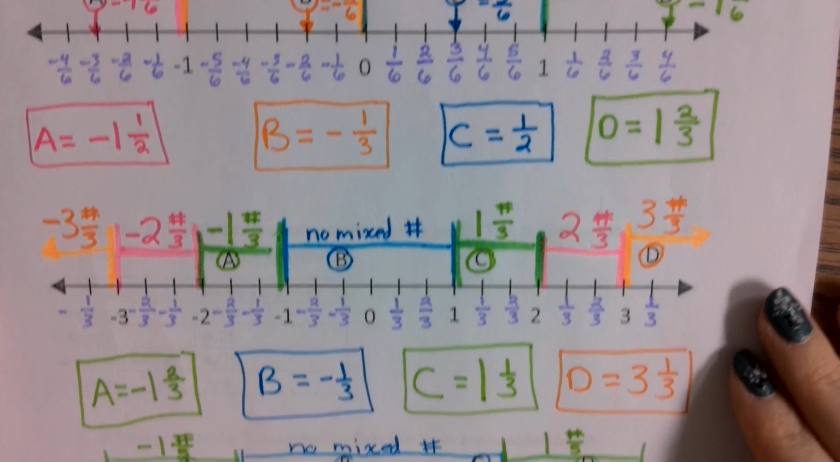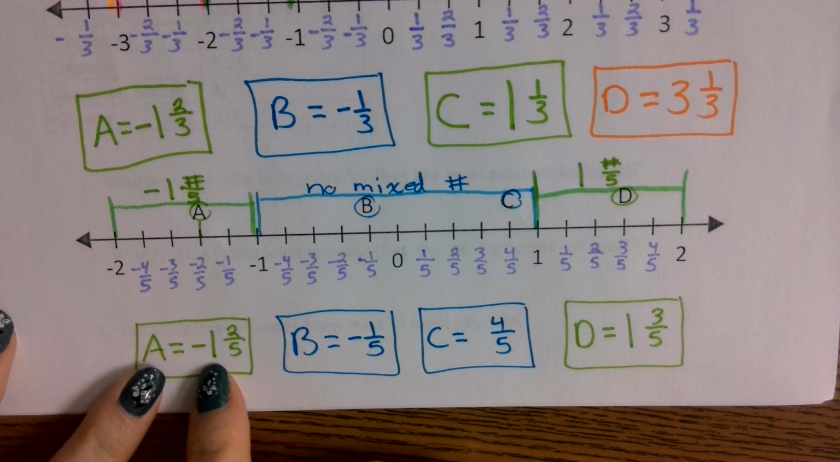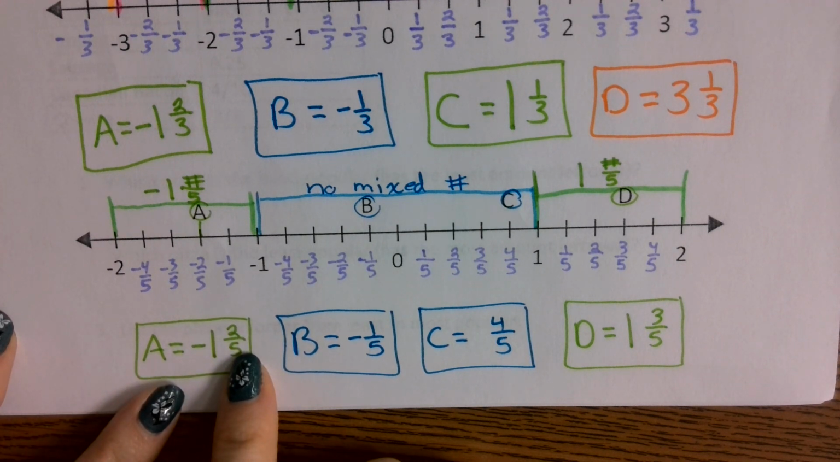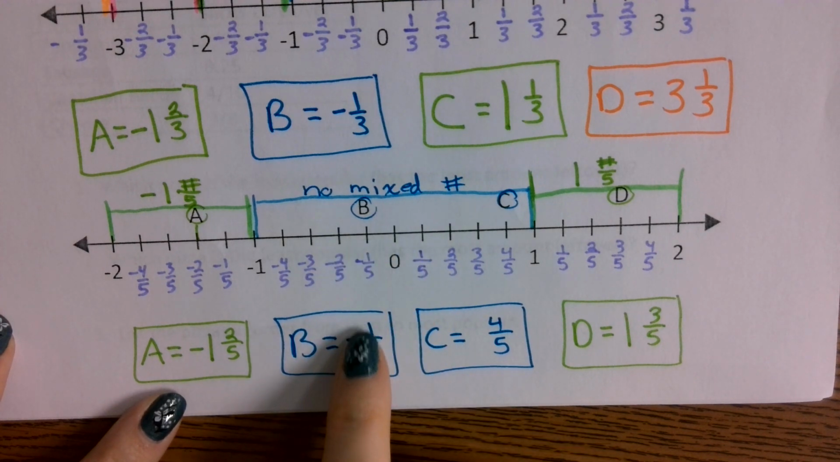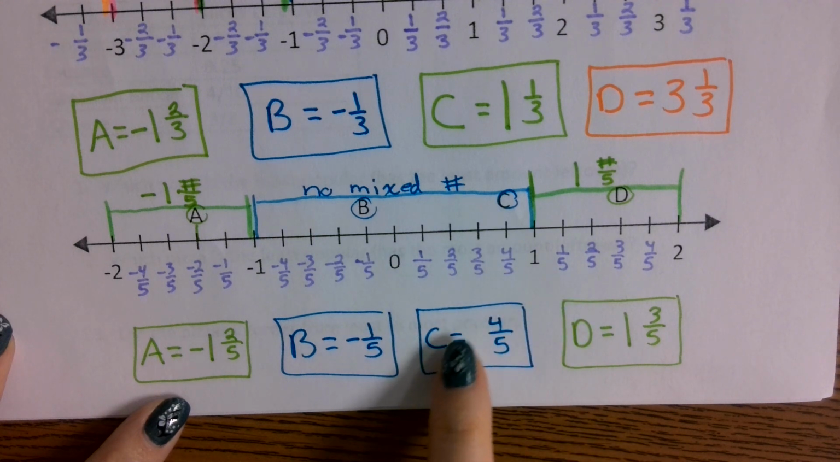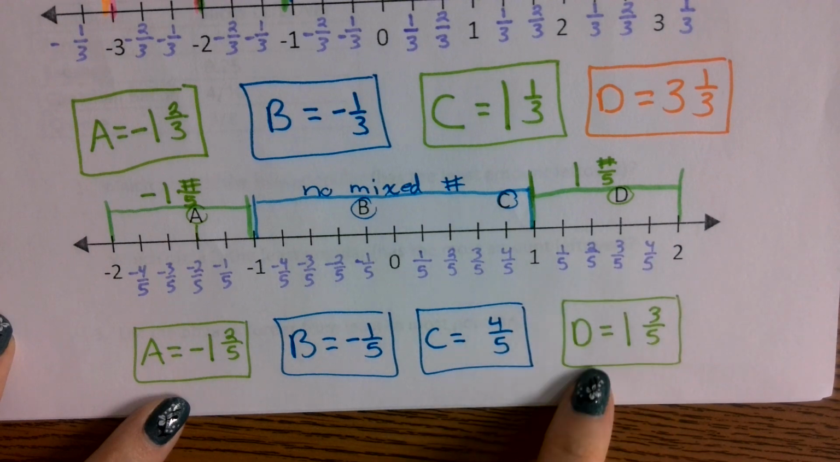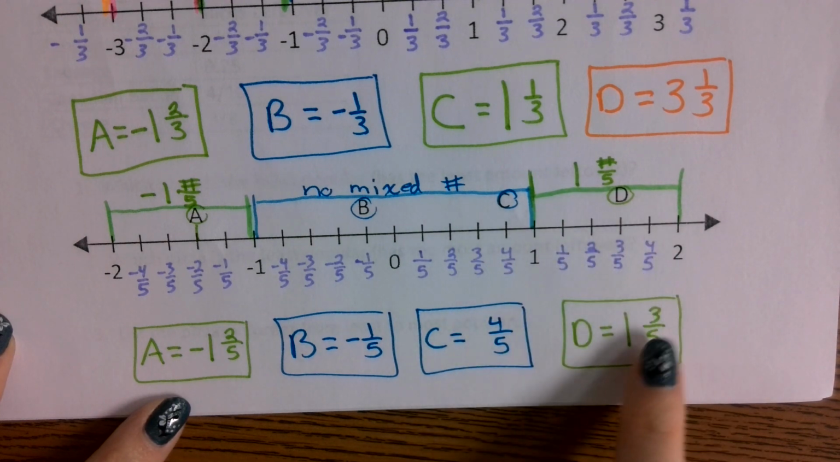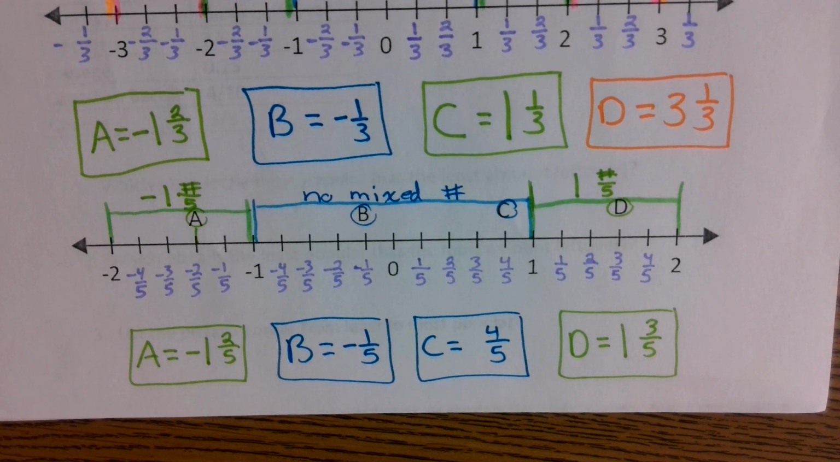Okay, so if you did it correctly, then A would be located at -1 and 2/5. B would be located at -1/5. C would be located at +4/5. And D is going to be located at +1 and 3/5. Okay, so just knowing how to split them up into those segments is really helpful.